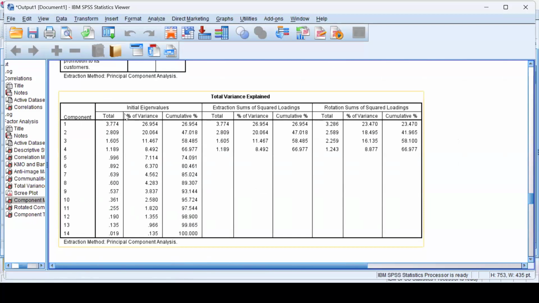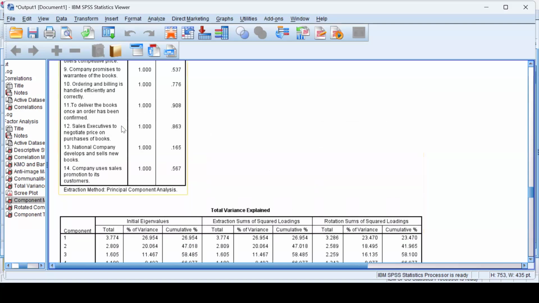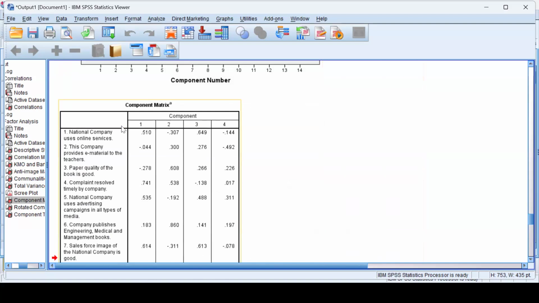So next is eigenvalue. Eigenvalue, the first component eigenvalue is 3.774. What does it mean? When you square the factor loading vertically, 0.510 square plus minus 0.045 square vertically, when you square all the values, then we will get the eigenvalue, and horizontally when you square these values and add, then you get the communalities.